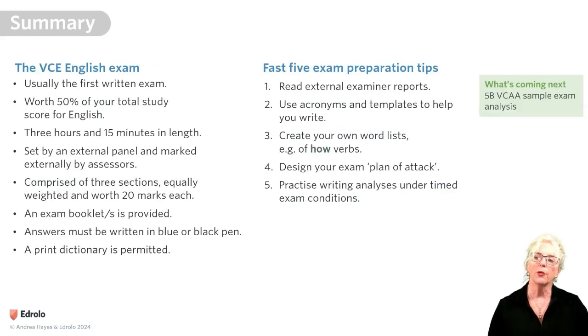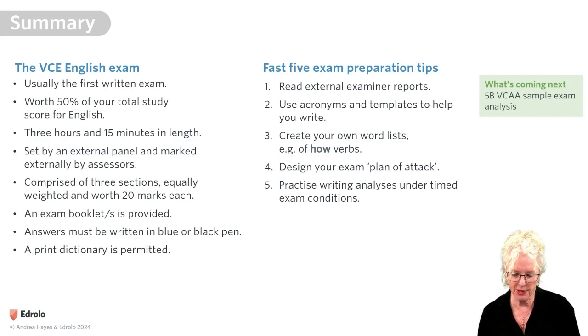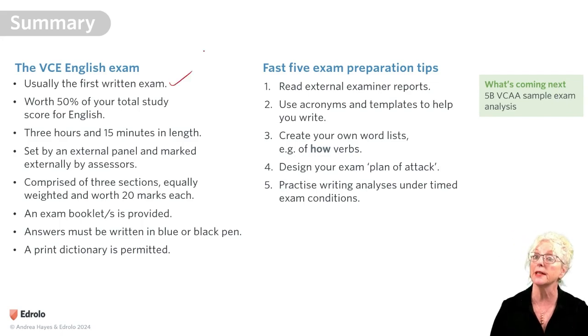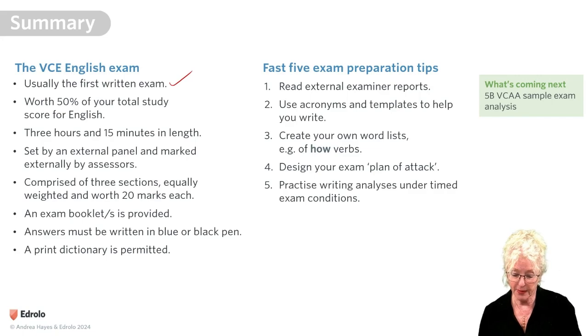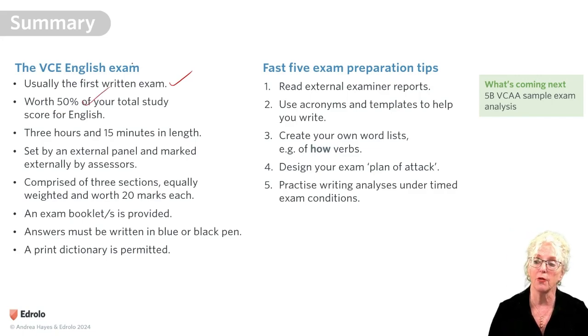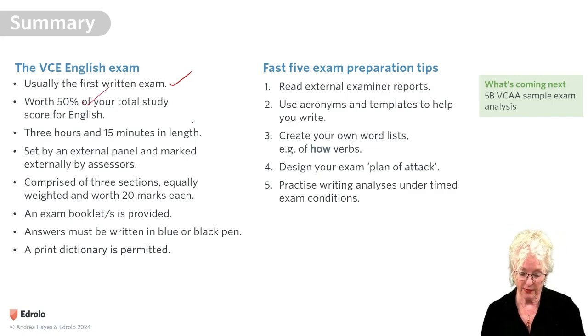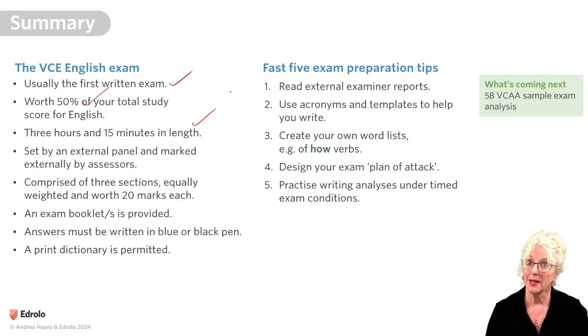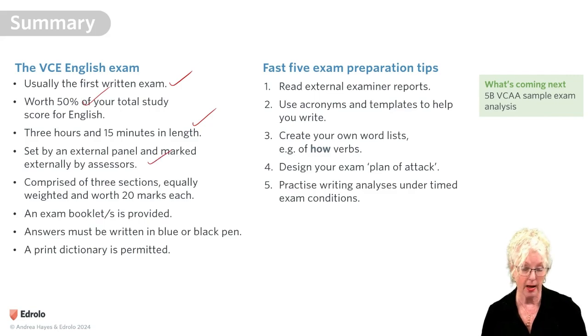So, in summary, what do we need to know? The VCE English exam is usually the first written exam, worth 50% of your total study score for English. 3 hours, 15 minutes in length, set by an external panel and marked externally by assessors, unlike your SAC. Comprised of 3 sections, equally weighted and worth 20 marks each.